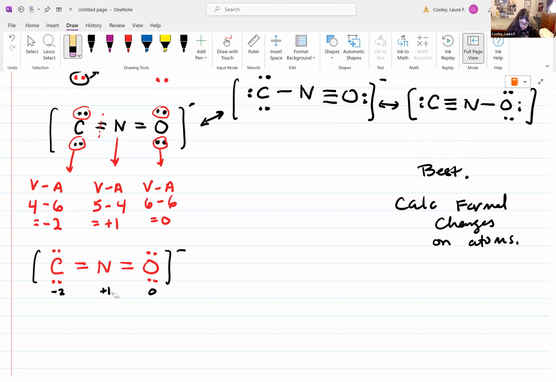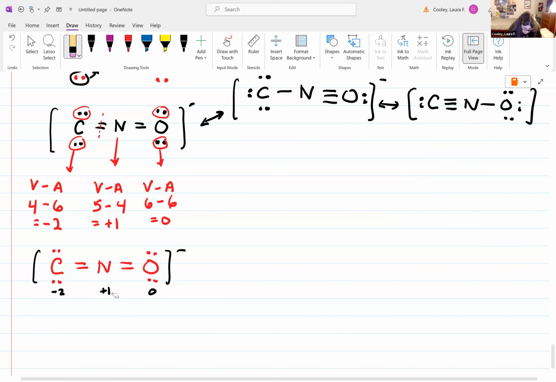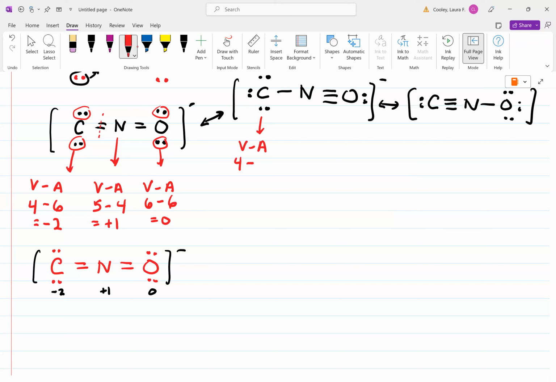So let's go ahead and do the formal charges on these other ones. Let's do it on, what's the, oh, hold on. Oh yeah, this one's even worse. Look at this. What is the V minus A here? What's the V? Valence, 4. What's the actual? 7. Yeah, so that is a -3 formal charge. Whoa, that is really extreme. Okay, nitrogen. Valence minus actual.